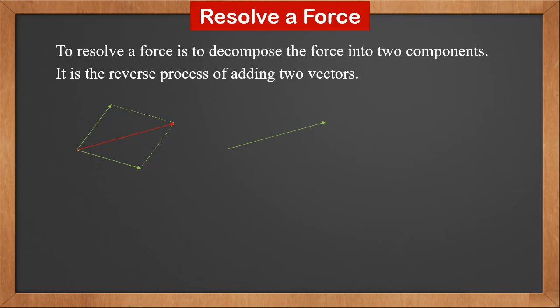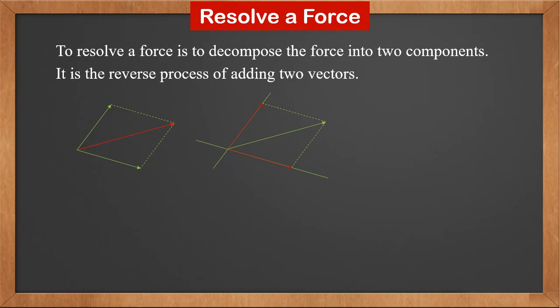Now we are given a force, and two directions. We can make a parallelogram based on the two directions, with the given force as the diagonal. And the two red forces are the two components of the given force. Their sum is the given force. You can see it is a reverse process of adding two forces or vectors.